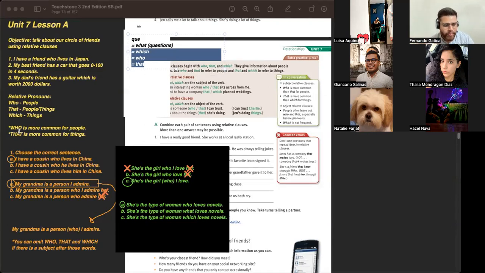En este caso, who, that, y which lo usamos para dar más detalles sobre una persona, una cosa, ¿no? En la primera oración, I have a cousin who lives in Canada. Te estoy dando más información de mi prima o de mi primo. En las otras oraciones, te doy más información de mi abuela, una persona que yo admiro. En la tercera oración, de una niña, la niña que yo amo. Estoy especificando a la niña, estoy dando más detalles de esa persona. Okay? But basically, do not use what unless it's a question. Right, Natalie?